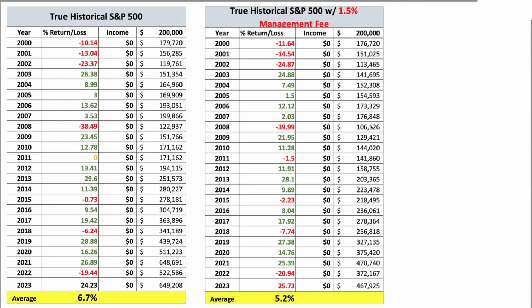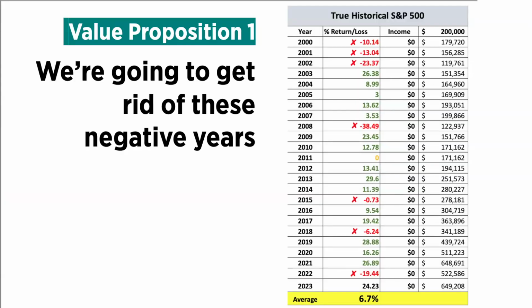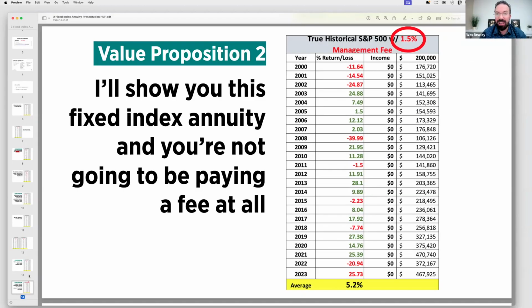There's no need for a fee unless you're getting some type of enhanced death benefits or maybe you're getting some type of home health care, then the fee might actually be worth it. But a management fee from a financial firm that's uploading your money into a category of conservative, moderate, or risky, that's not somebody managing my money and looking at it every day and making changes based upon what the market's doing, right? So value proposition number one, we're going to get rid of those negative years. And value proposition number two, I'll show you this fixed index annuity in a second, and you're not going to be paying any fees at all. That probably sounds a whole lot better, right?